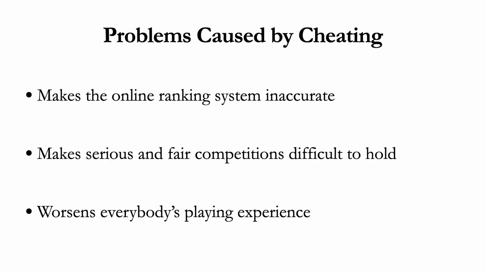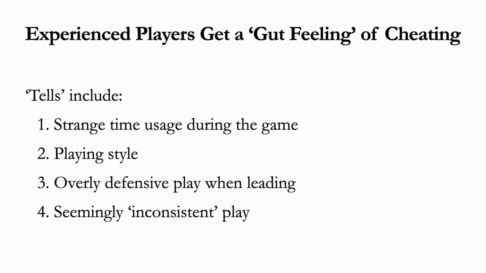Here are a few examples of the bad consequences of online cheating. Firstly, cheating upsets the ranking systems of online Go servers, letting players win more often than they should. Secondly, cheating makes fair online competitions difficult to hold, as players are incentivized to cheat if there are prizes at stake. Thirdly, cheating affects everybody's playing experience, as because of your opponent's cheating, you will not have had a real chance to win the game.